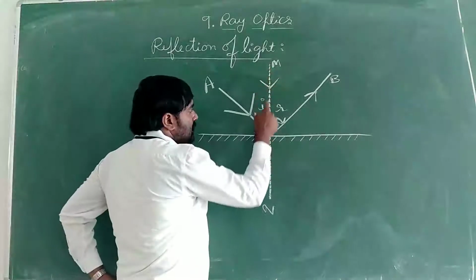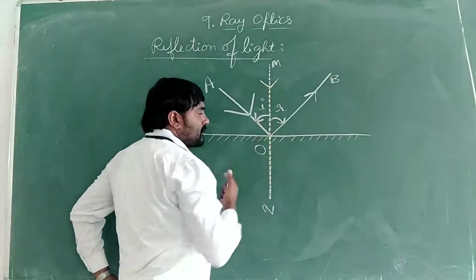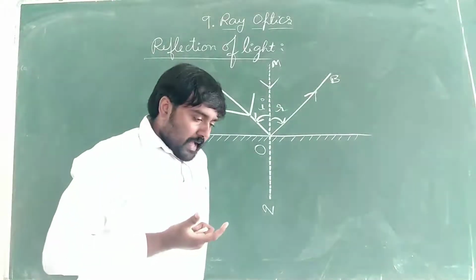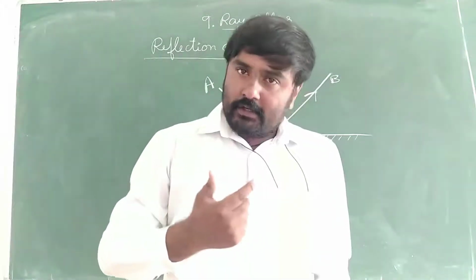Suppose this is the incident ray. So what is the angle of incidence? What is the meaning of angle of incidence? Angle of incidence is the angle made by normal to incident ray.